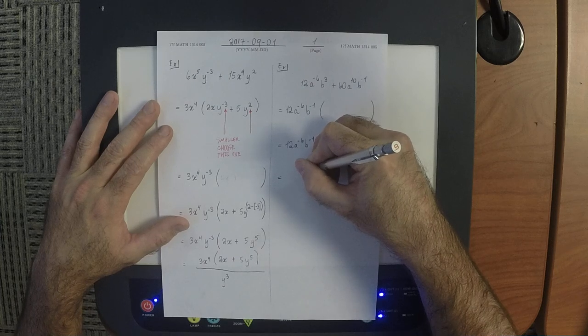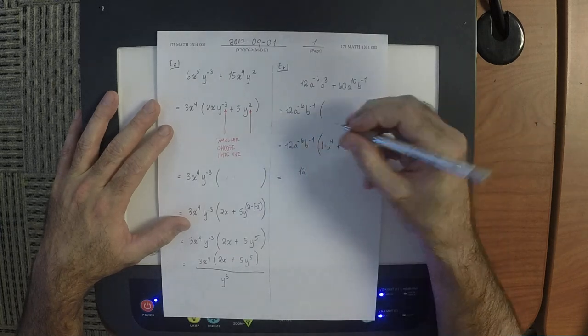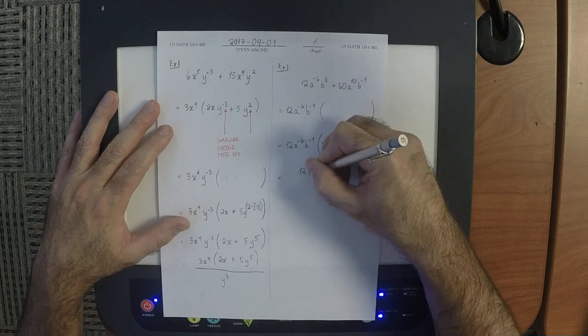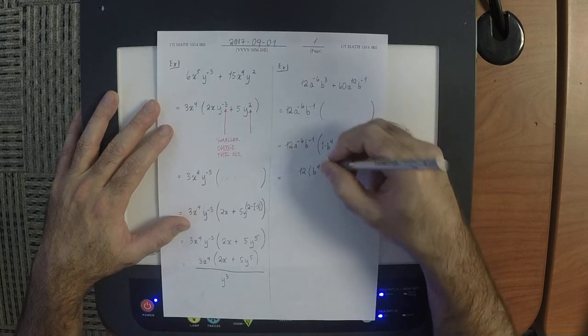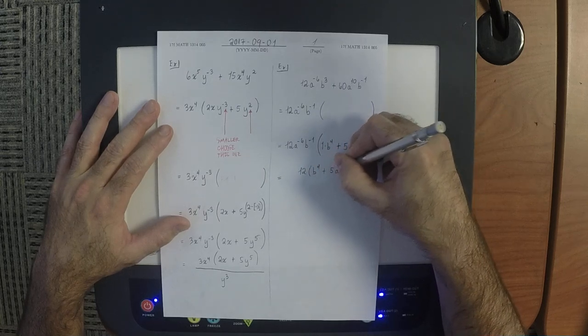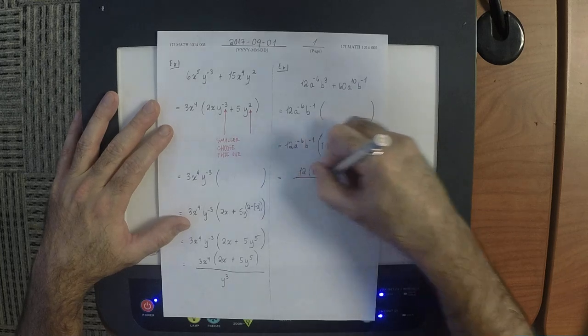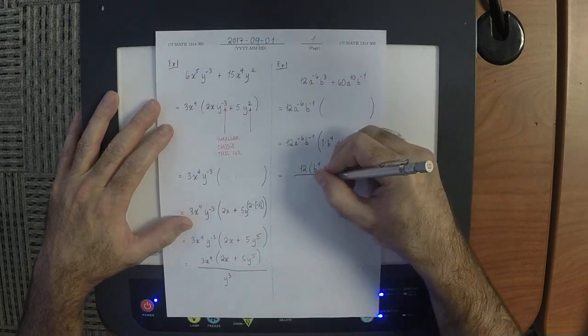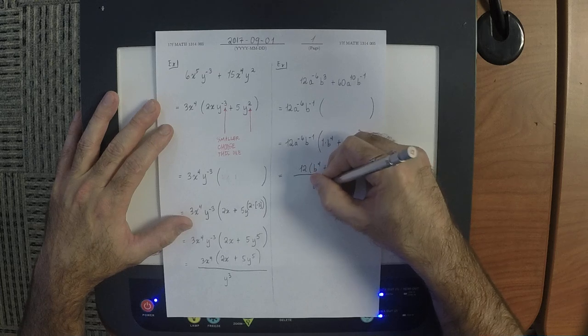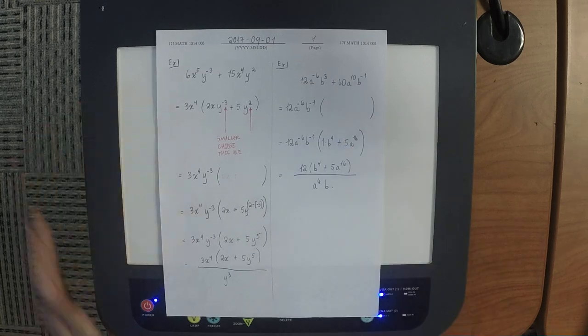So then we could write this with all positive exponents in the following way. It could be 12, all those will go down, and then this will be b to 4, 5a to 16, over a to 6, b. Any question about this one?